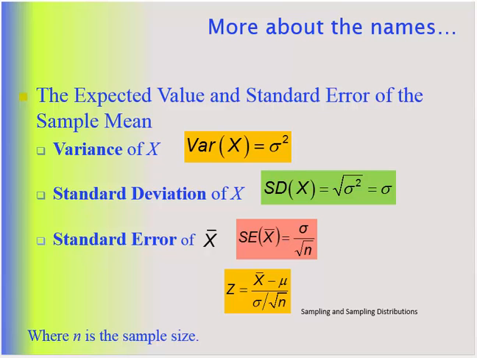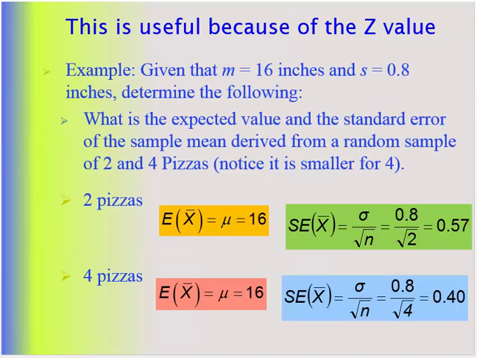Now we're going to move on to an example, and we're going to apply and use some of this. So here we have the example with the pizza shop. We're working in this pizza shop. On average, pizzas are 16 inches, and the standard deviation is 0.8. So we want to determine the standard error. As you can see down here, I've got it calculated out.